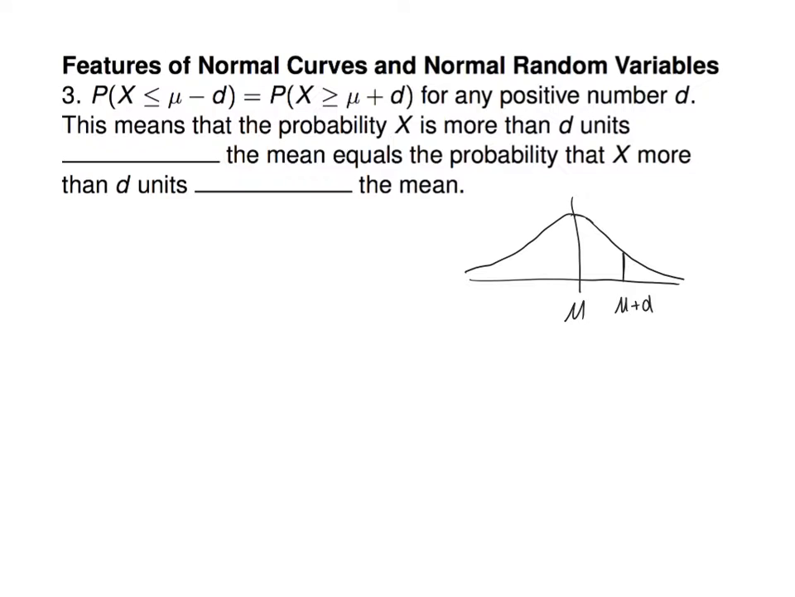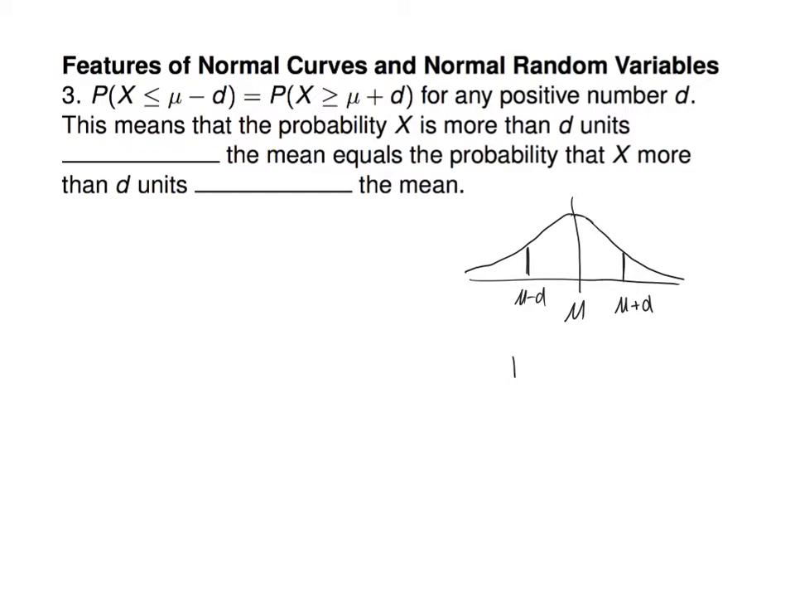So if mu plus d is a little bit over here, d units away, how many units away is mu minus d from mu? The same, just in the opposite direction, right? So over here, that's mu minus d, right?